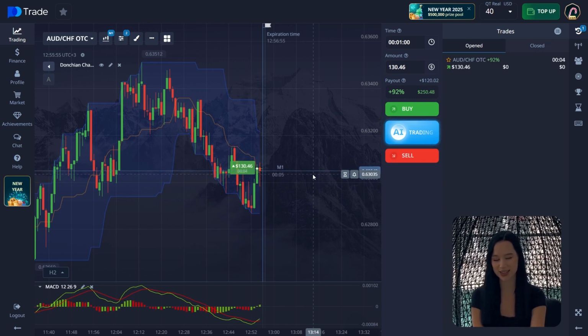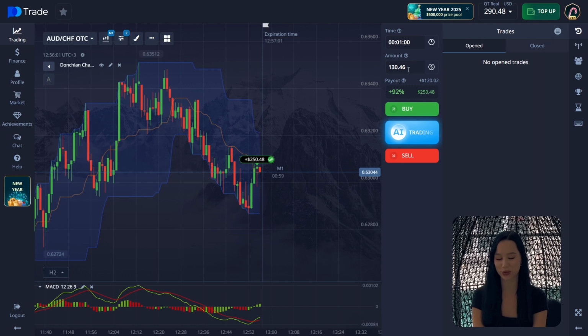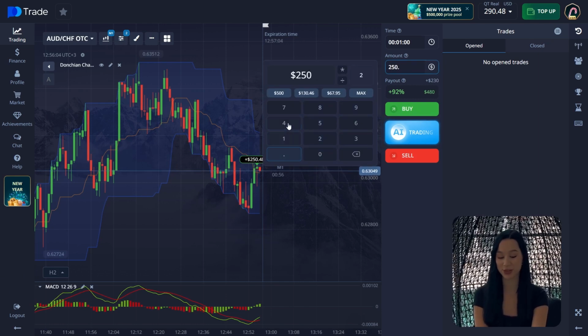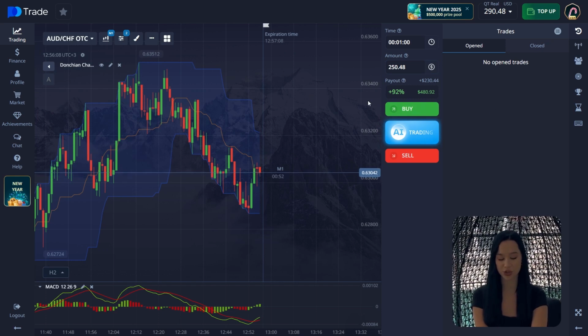So let's see, guys, it's 3 seconds to go, and now we're in profit, 1. And yeah, we closed this trade even though it was really risky. If we had closed it just 5 seconds later, we would not have had a profit. So we change our amount of money and go to another chart.